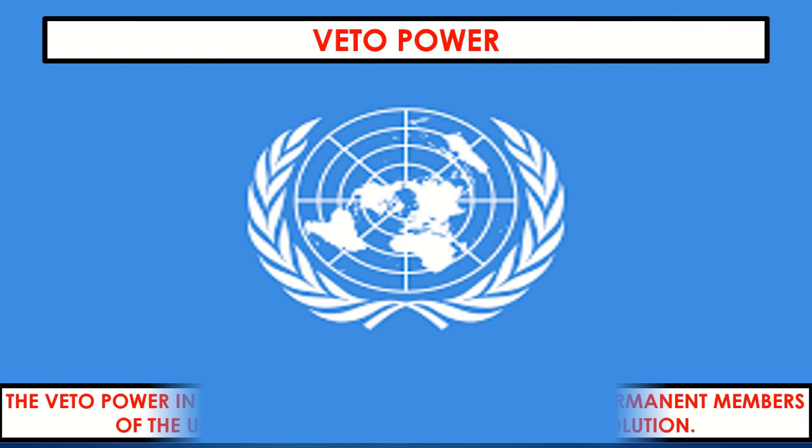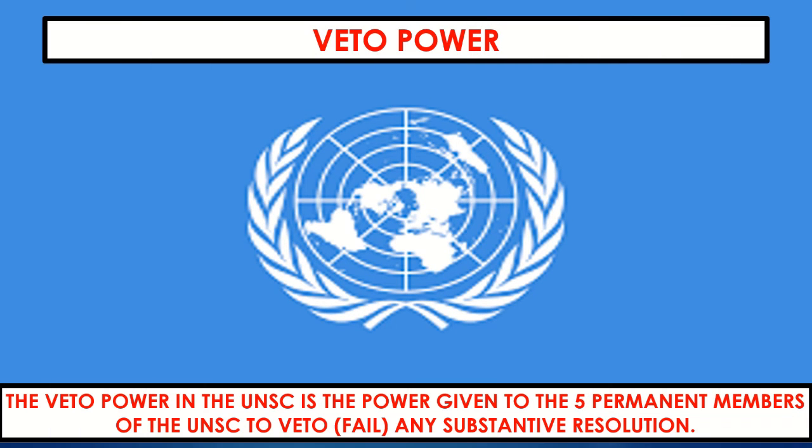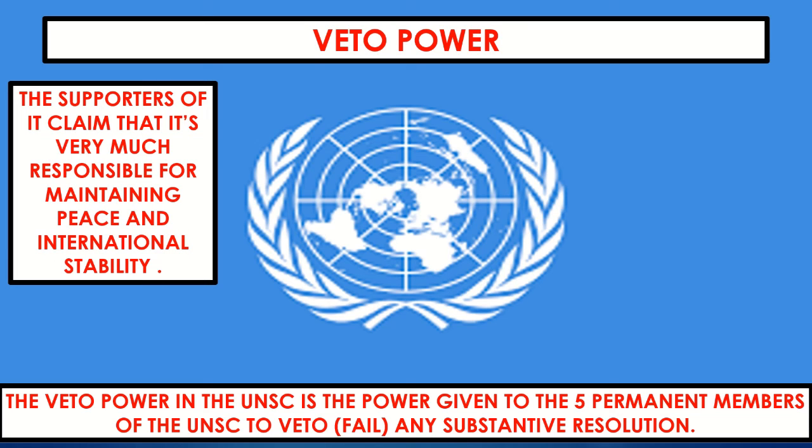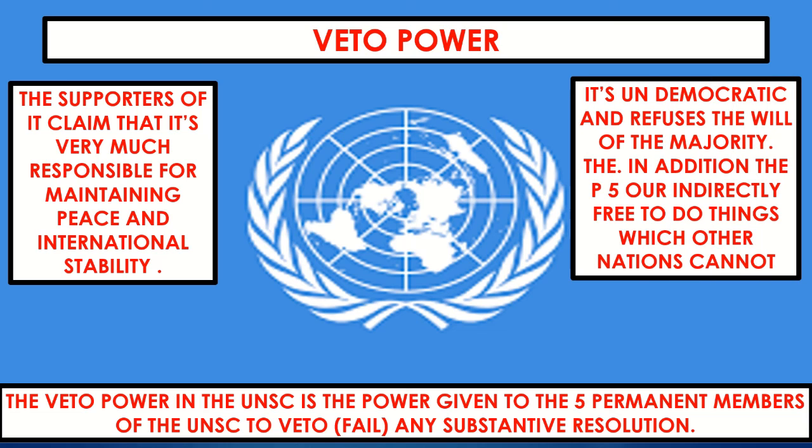What is the veto power? The veto power in the United Nations Security Council is the power given to the 5 permanent members of the Security Council to vote down or fail any substantive resolution. The supporters of it claim that it is very much responsible for maintaining peace and international stability, whereas the critics say it's undemocratic and refuses the will of the majority. In addition, the P5 are indirectly free to do things which other nations cannot.